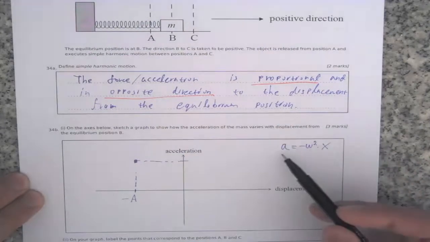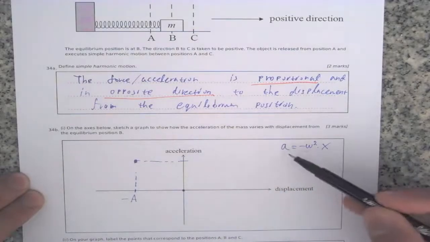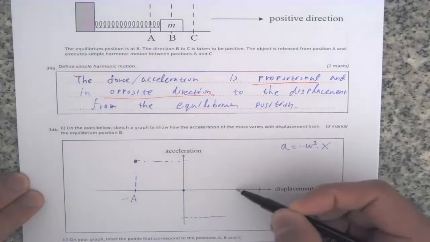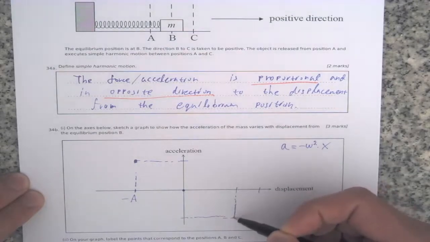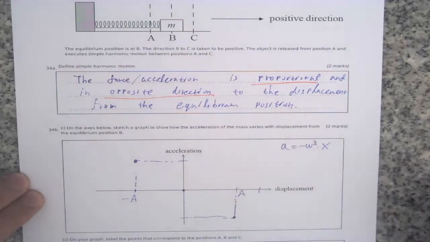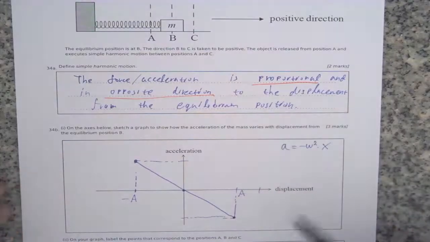When acceleration is 0, displacement is 0 as well. When acceleration is maximum but negative, then the displacement will be positive. So maximum negative acceleration, somewhere here, then positive maximum displacement, let's call it A. So this is the line that gives you the graph between the acceleration and displacement.